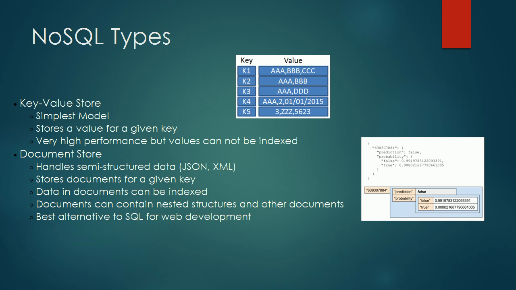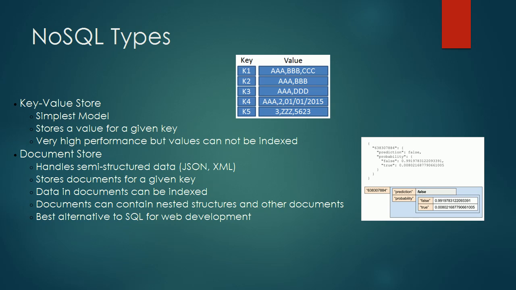The first type of NoSQL database is the key value store. It is the simplest model in the fact that it requires only two things, a key to reference and a value to store with that key. Because of the simple model, it has a very high performance. The negative, however, is that the values cannot be indexed.